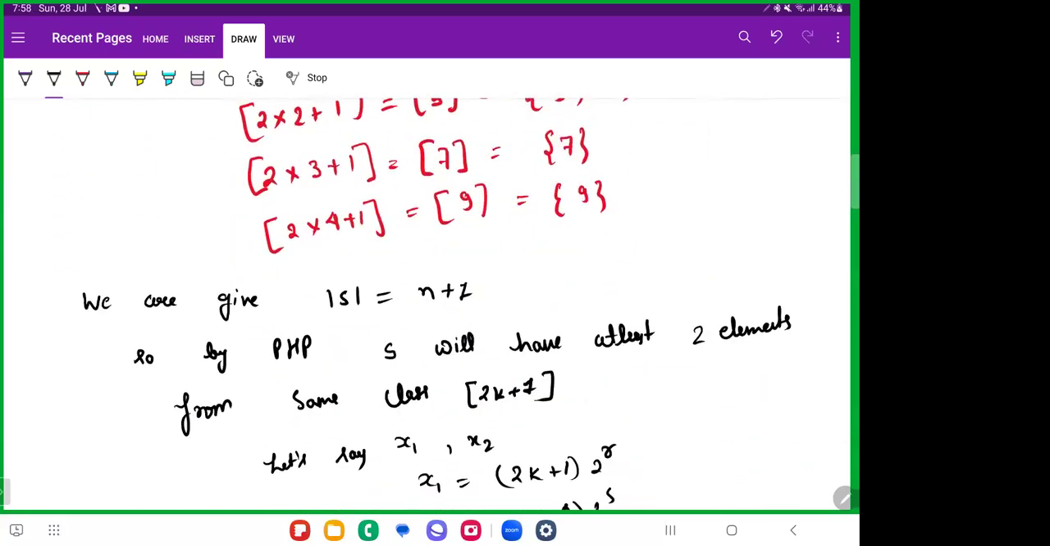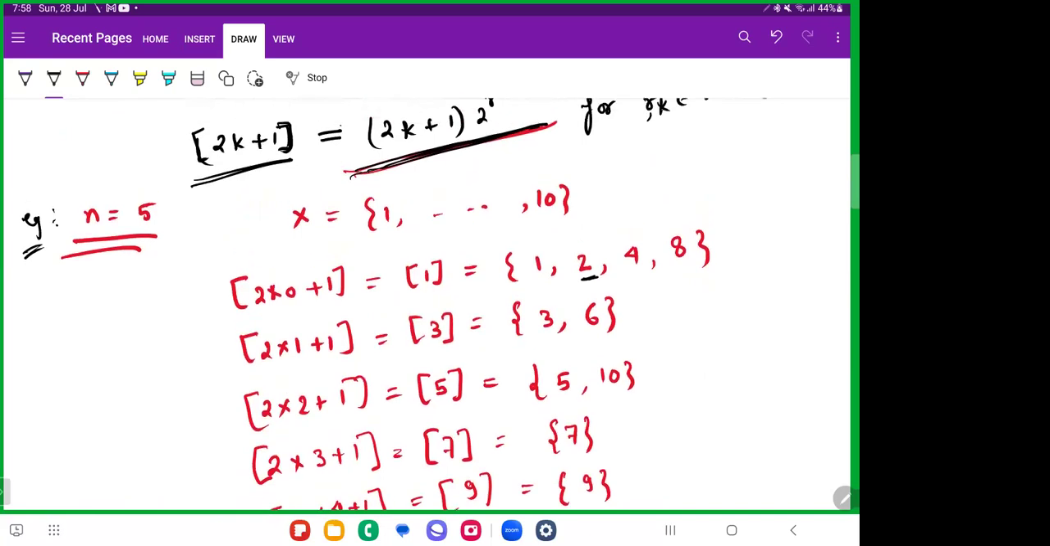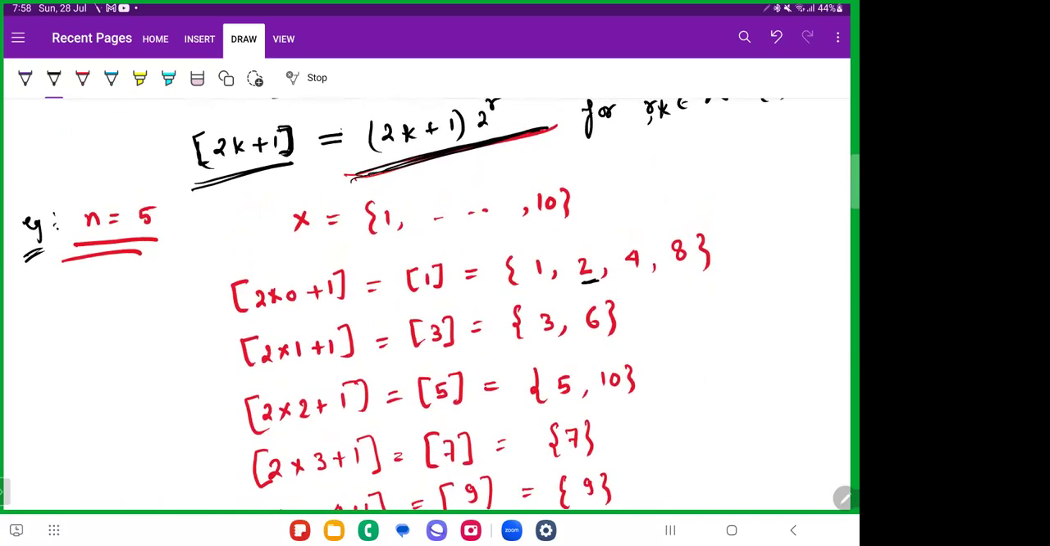Are you getting it or not? Sir, it is not clear, I am a little confused. What is the confusion? Explain. We have created 2k plus 1 buckets into which we want to put all the elements according to the formula 2k plus 1 into 2 raised to r. You can see clearly that every element is going to be in some bucket, right? Yes, sir, because any element can be written in this form, by the prime decomposition theorem.